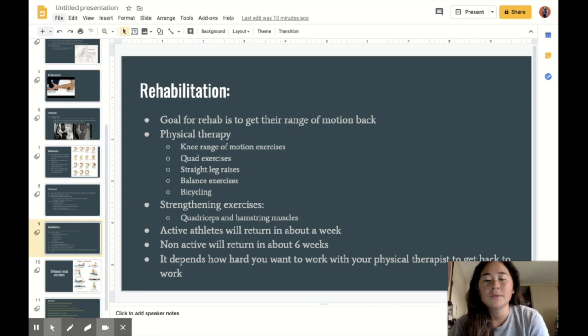Active athletes will return in about a week after their surgery. Non-active athletes or people will return in about 6 weeks, and it all depends how fast you come back, and that's all depending on how hard you work with your physical therapist.